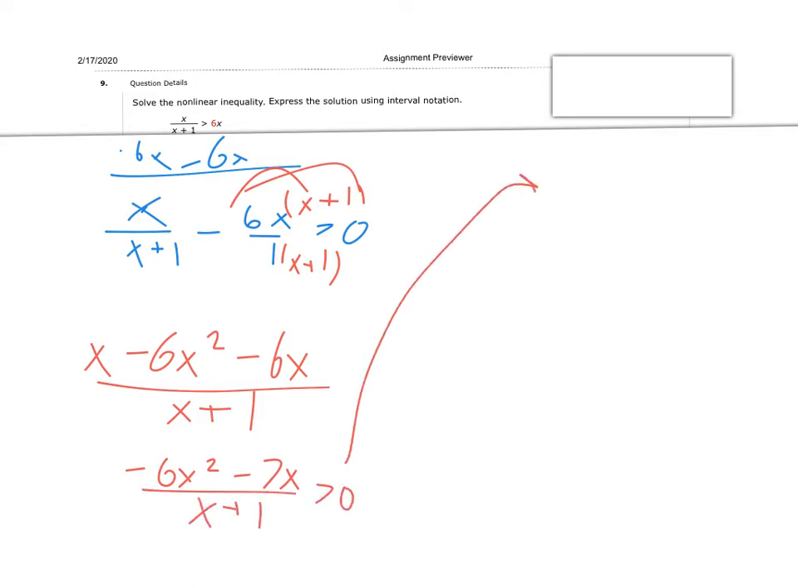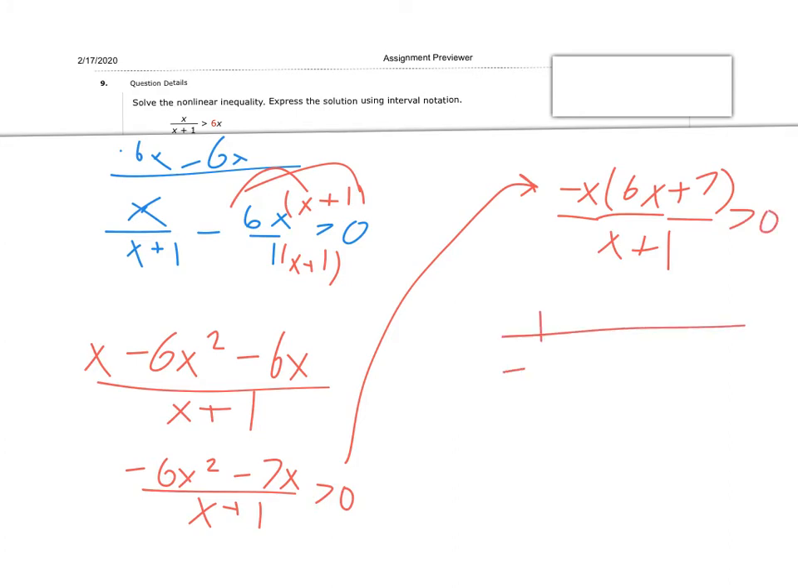Now I would actually factor that. On the numerator, I'd probably factor out a negative x and call it 6x plus 7, and then put that over x plus 1, and that's going to be greater than 0 still. So we're going to go to the number line now. I'm going to have negative 7 over 6 as the smallest number from that parentheses, 6x plus 7, and then negative 1 would be next. And then I'm going to have a 0 for that negative x out front. Remember, if negative x equals 0, if you divide by negative 1, that means x equals 0. So anytime you have that variable GCF'd out front, it's always just going to be 0.